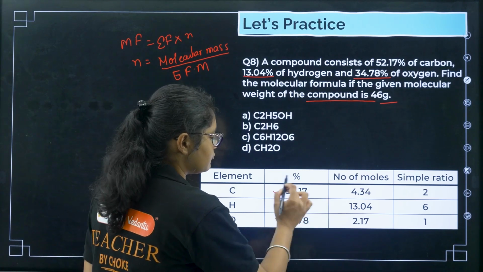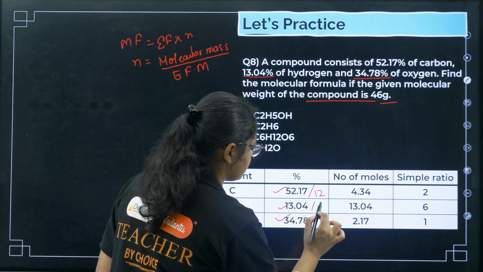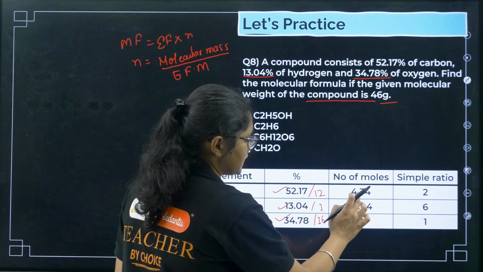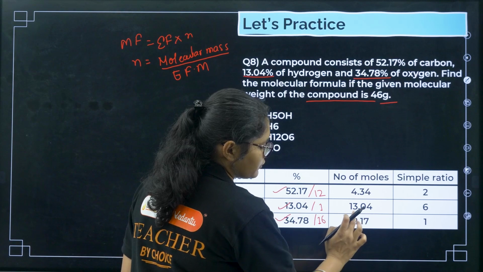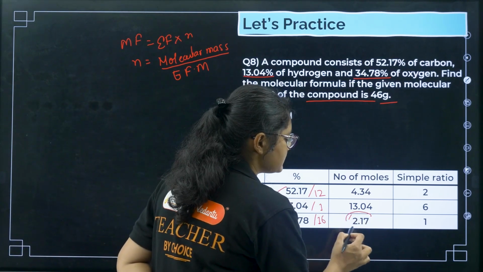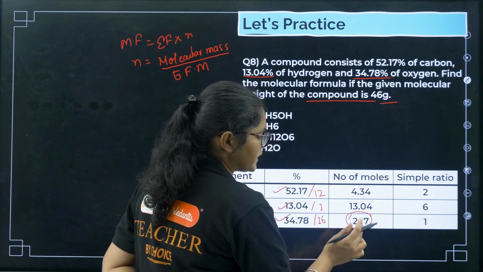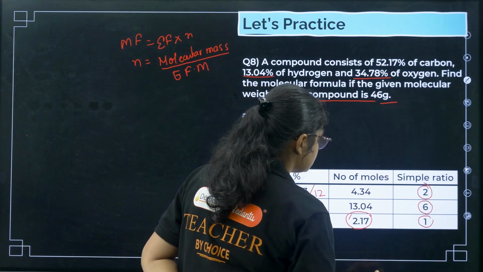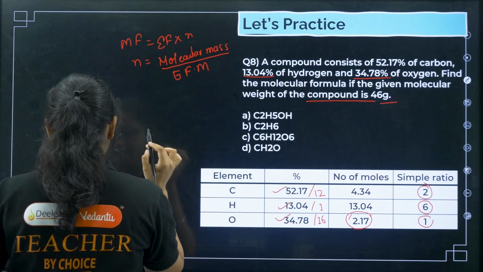Now to calculate the number of moles, you need to divide this by 12, this by 1 and this by 16. If I divide all of these, I will get 4.34, 13.04 and 2.17. Next, what do I need to do? I need to divide all these numbers by the smallest of them, right? So if I divide, I will get 1 here, 6 here and 2 here. So what is my empirical formula here?